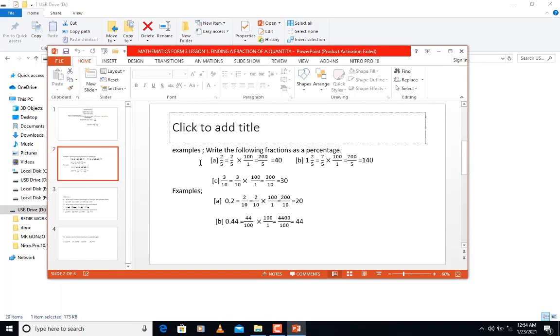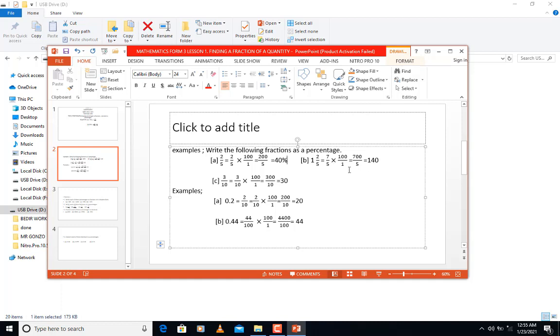Now let's look at how we change fractions to percentages. Suppose you are given 2 over 5. We want to change 2 over 5 to a percentage. You say 2 over 5 multiplied by 100 over 1, which equals 200 over 5. 200 over 5 can be simplified, then it becomes 40. So in this case it's 40%.